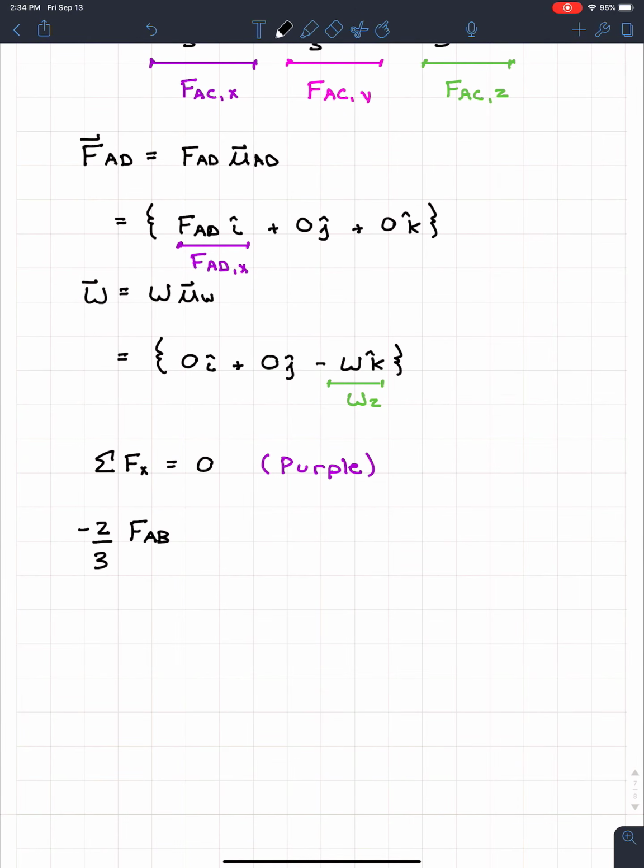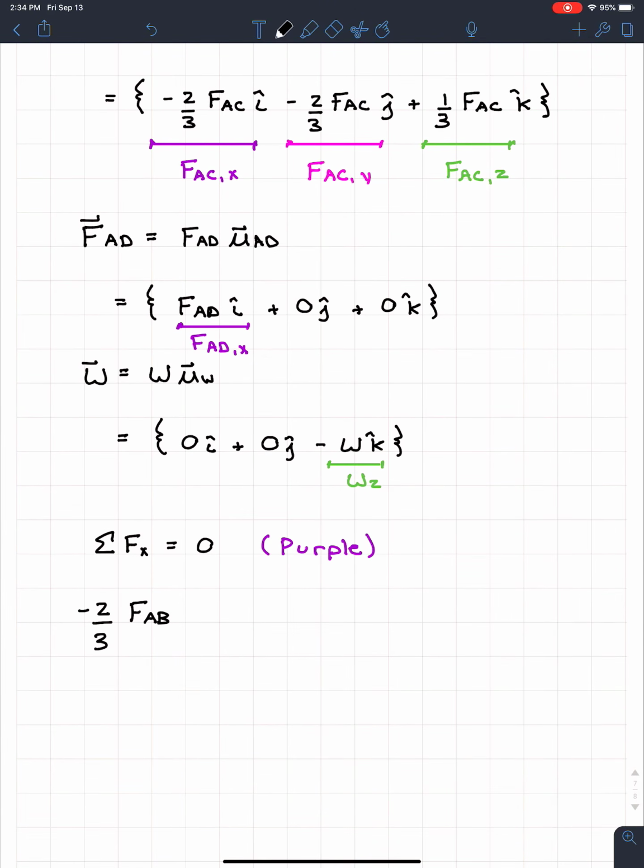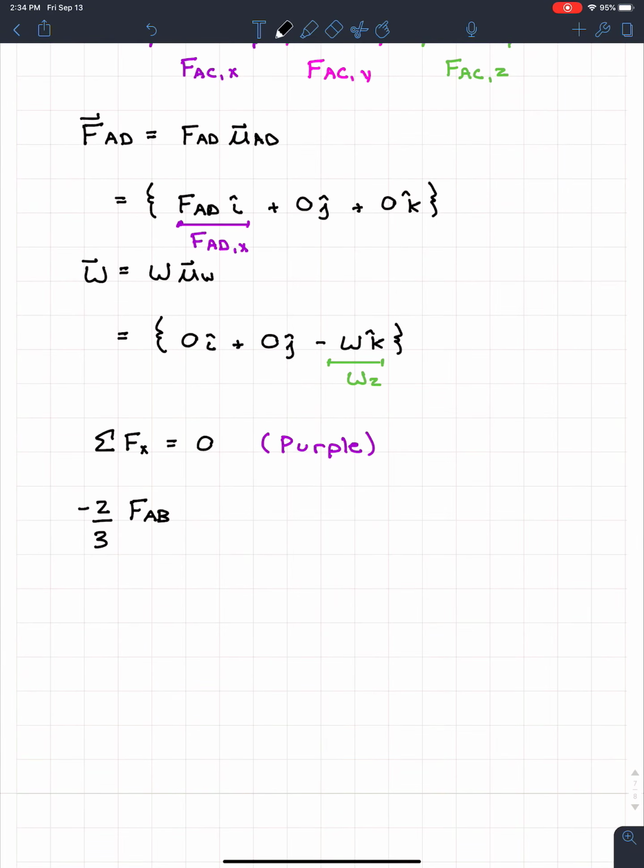Let me look up here. Well, we got one for FAC, which is also negative 2 over 3, so minus 2 over 3 FAC. And we also have one for AD, plus FAD, and that's the last one, so we know it's equal to 0. I'm going to go dot dot dot equation 1.